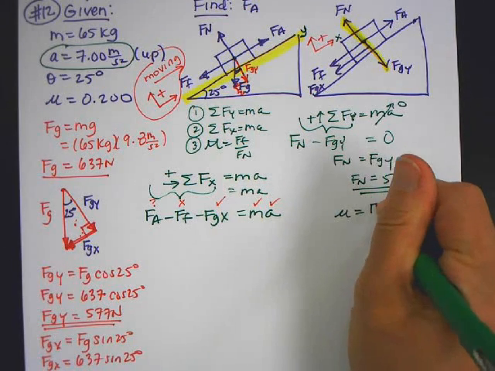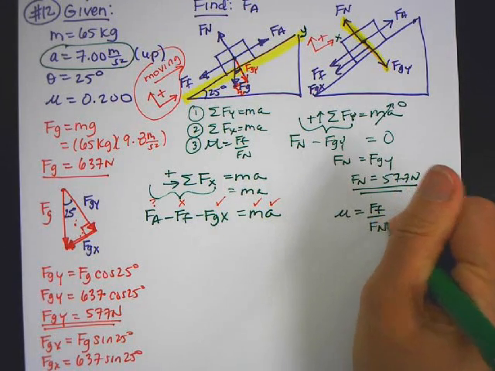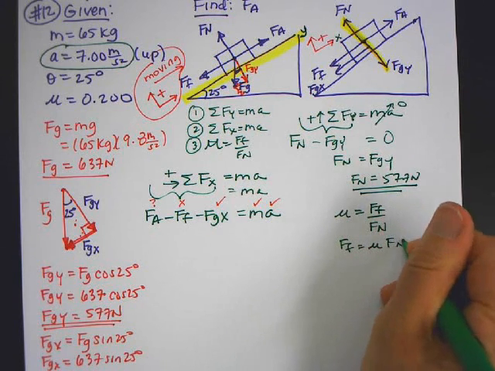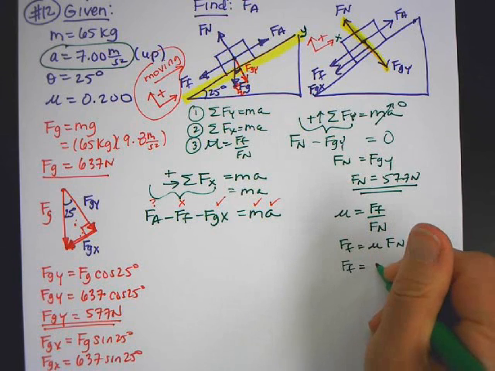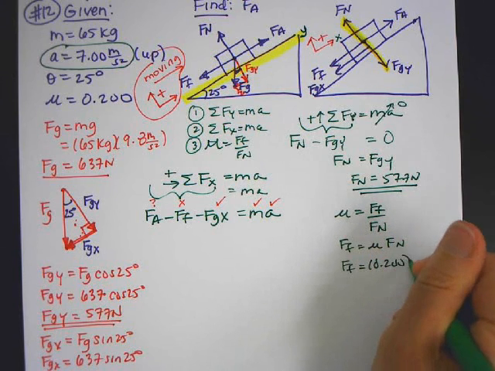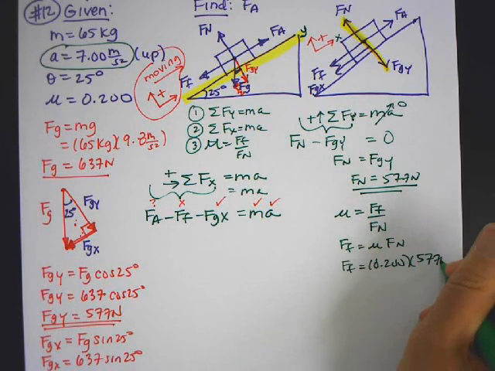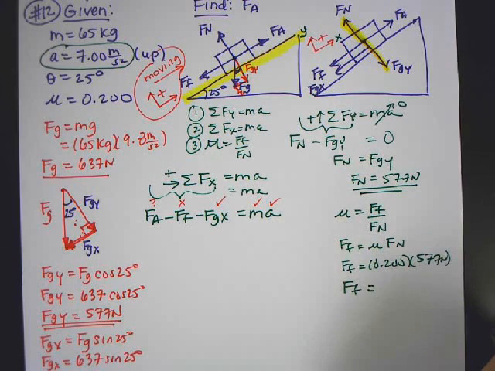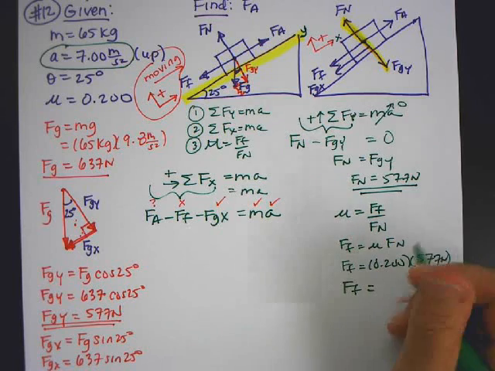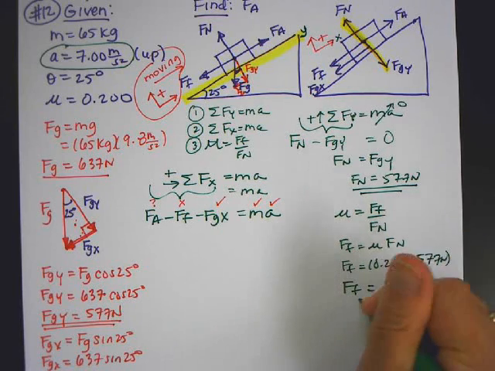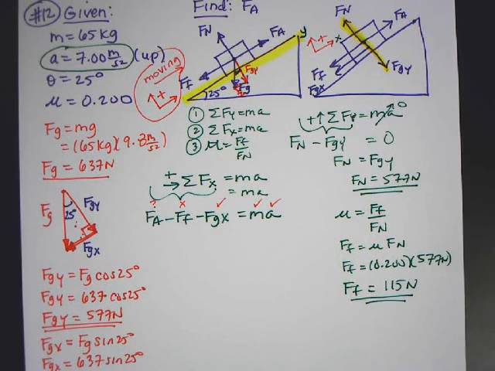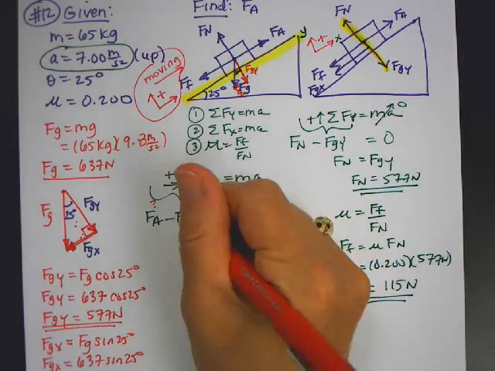So mu is equal to F of F over F of n. F of F is equal to mu times F of n. So F of F is equal to 0.2 times 577. So F of F comes out to be 115. So now I just found F of F.